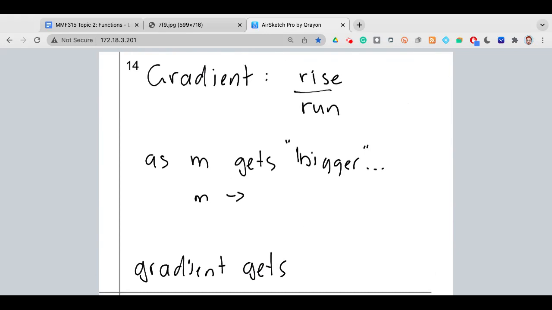That's not blowing anyone's mind, is it? Rise over run. I think we've done that since grade 9 at least. So gradient is rise over run. So as m gets, don't worry about that middle bit for a second, as m gets bigger, what happens to the gradient? Does it get steeper or flatter? Steeper, yep.